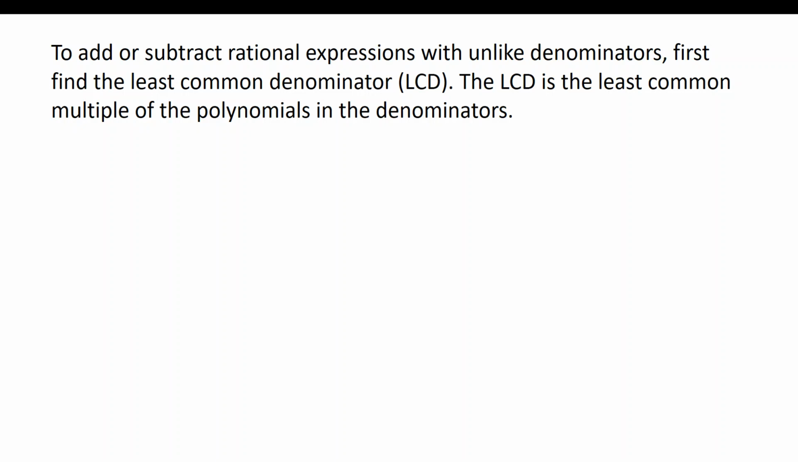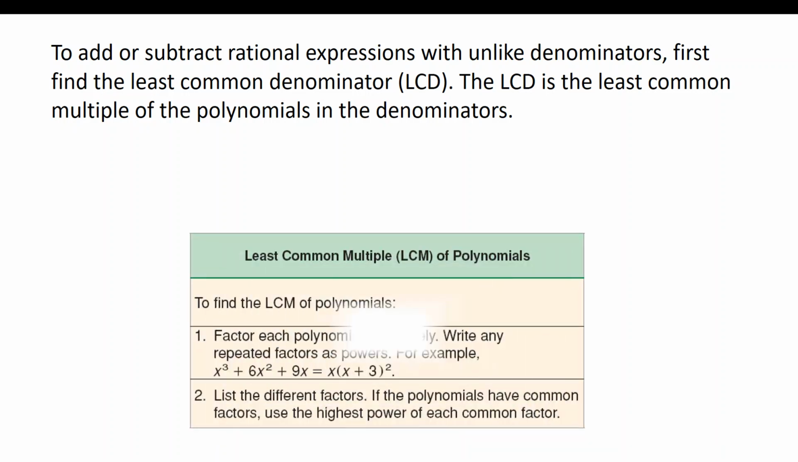To add or subtract rational expressions with unlike denominators, first find the least common denominator. The least common denominator is the common multiple of the polynomials in the denominator, just like we did in our warm-up. All right, so to find the least common multiple of polynomials, the first thing you want to do is factor each polynomial completely. All right, and then write any repeated factors as powers.